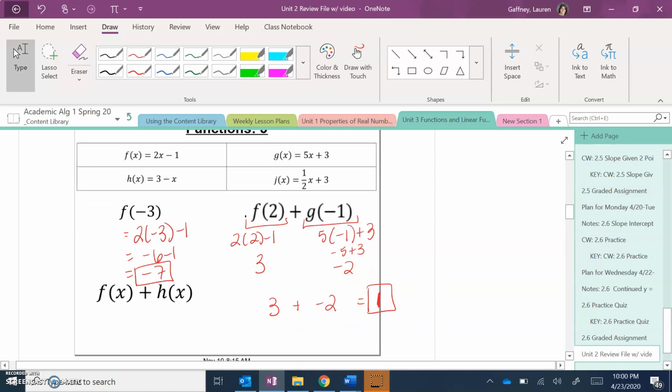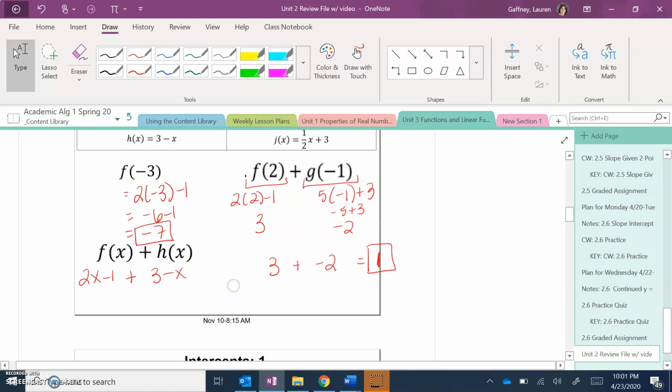Okay, last one here. Notice there's no x value to plug in, so you're legitimately just using what it says for f of x and what it says for h of x. Now, the only thing you need to do here is combine any like terms. So 2x and technically a minus 1x would just be a 1x. You don't need to write the 1, but you totally can. And then negative 1 plus 3 would just be plus 2. And that's it for that guy.